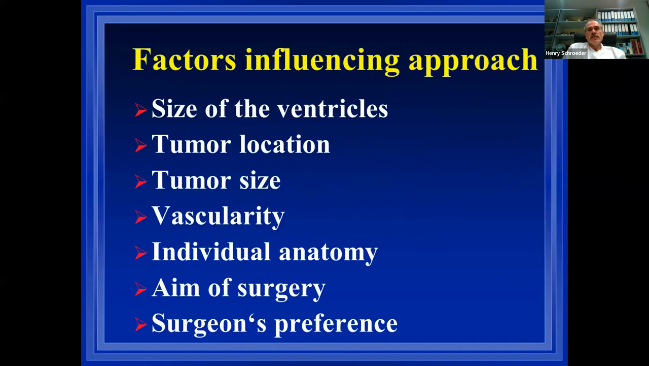So what are the factors influencing the approach? Of course, the size of the ventricles is very important. For example, do you make a transcallosal approach? Do you make a transcortical approach? Tumor location is important, tumor size. And what is really of utmost importance is the vascularity of the tumor. If you have a highly vascular tumor, then endoscopy can be a nightmare. And then I think it's better you switch to a dry field technique or to an open microsurgical technique. The individual anatomy is important, of course, the aim of the surgery, and what is the best technique in the surgeon's hands. It's also very variable.